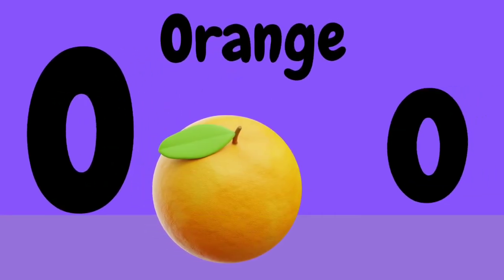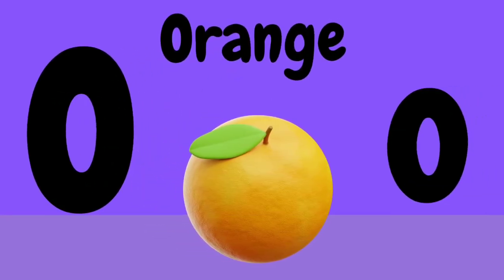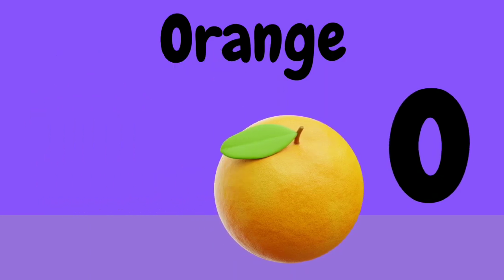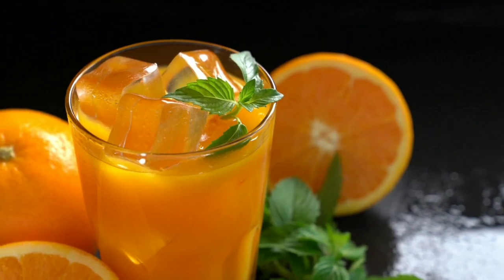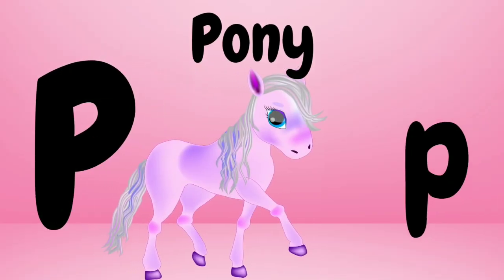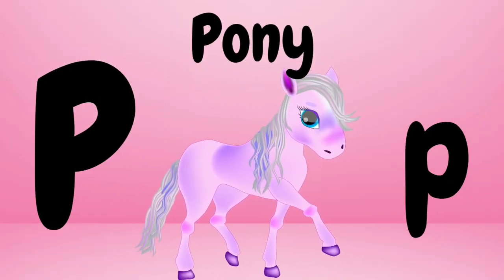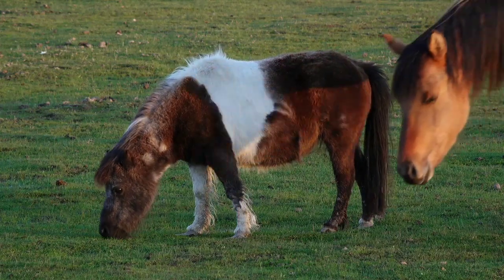O is for orange, orange, orange. This is an orange. P is for pony, pony, pony. This is a pony.